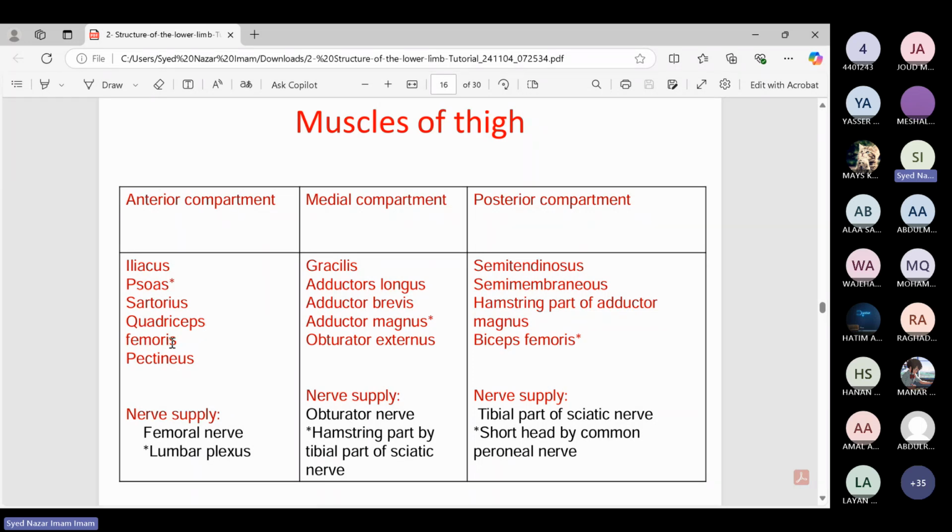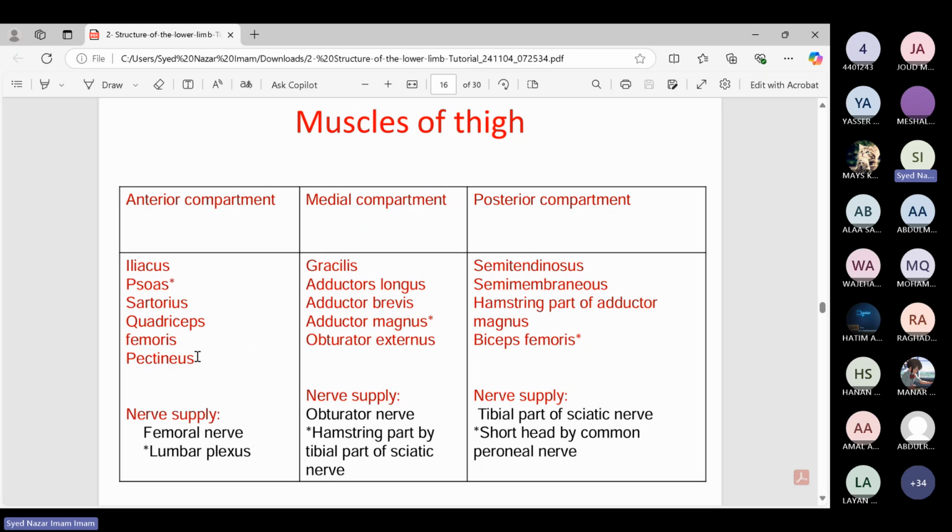Femoris is for the femur, and quadriceps means having four heads. This quadriceps femoris has three vastus and one rectus: one rectus femoris and three vastus, medialis, intermedius, and vastus lateralis. And then we have one muscle called pectineus. Actually, pectineus is a muscle of both the anterior compartment and the medial compartment.